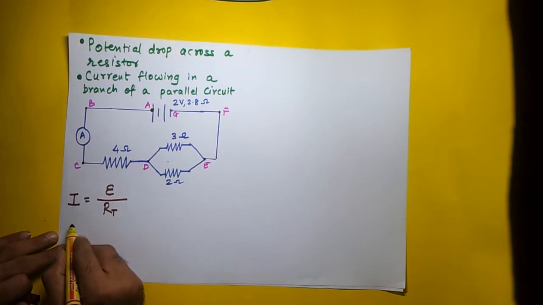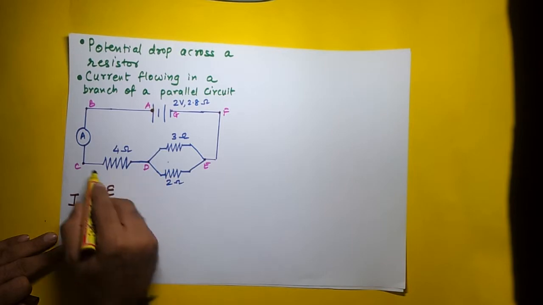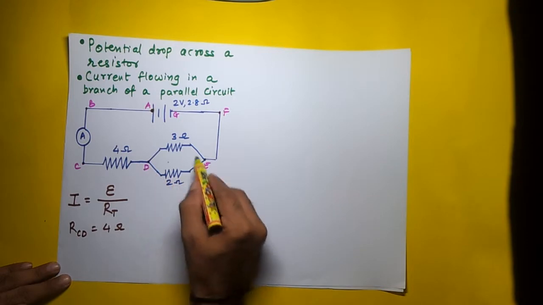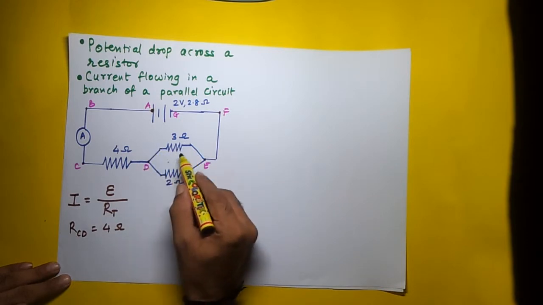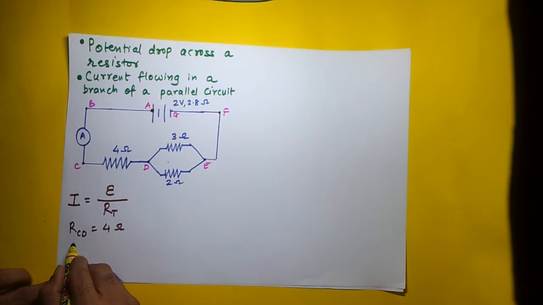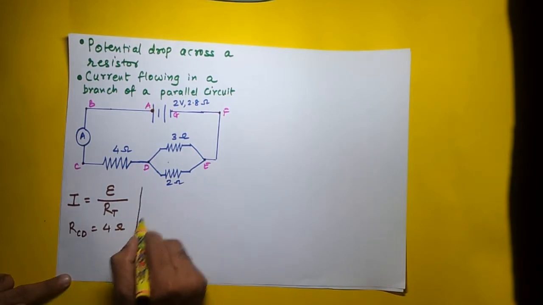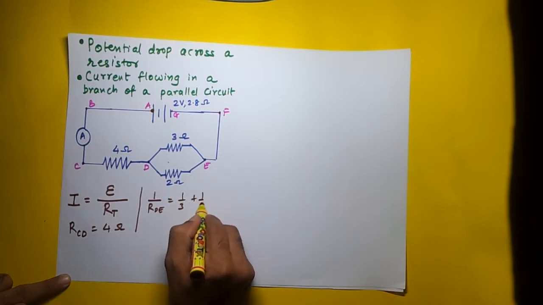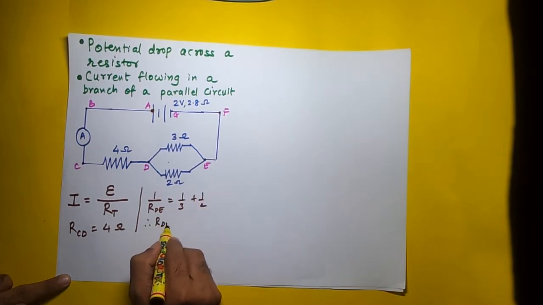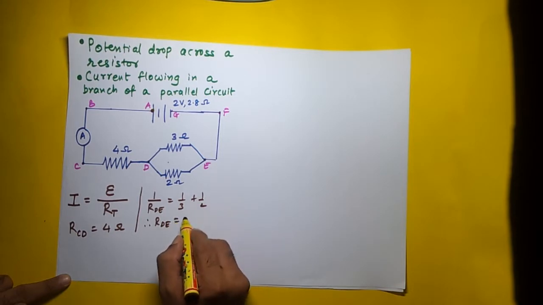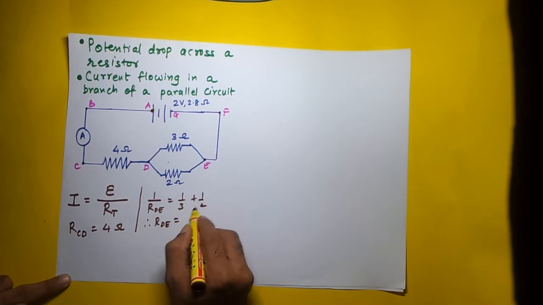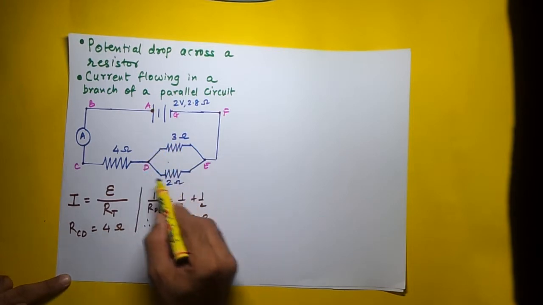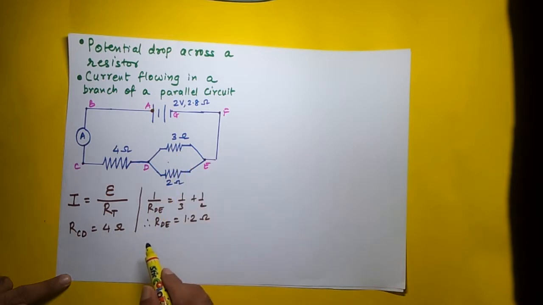So RCD, the resistance in the part CD is 4 ohms, so that is known. RDE, this is a parallel circuit, so I will use the formula for finding out resistance of parallel circuits. So that is 1 upon RDE is equal to 1 upon 3 plus 1 upon 2, and to save time I'll directly give you the value. It will turn out to be 1.2 ohms, right? So RDE is found out. The resistance of this part of the circuit is 1.2 ohms.